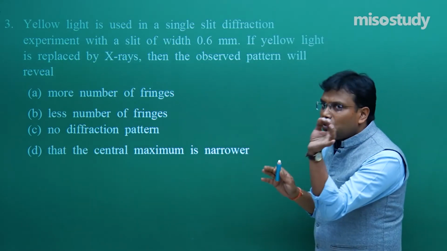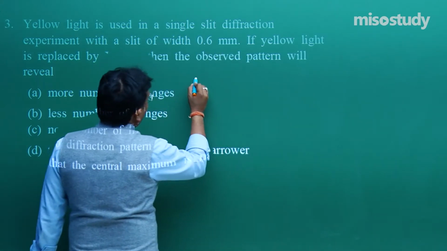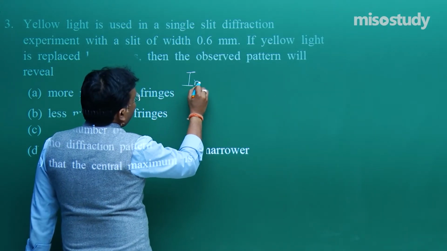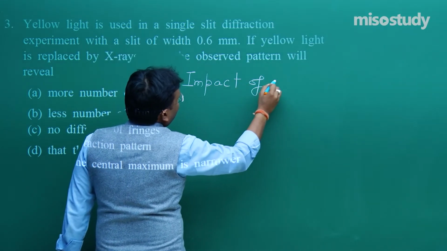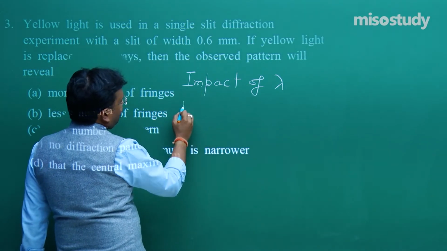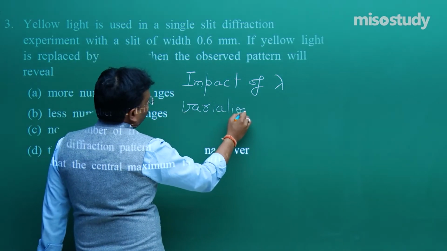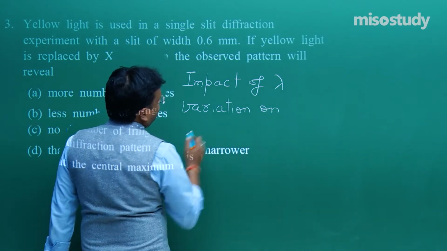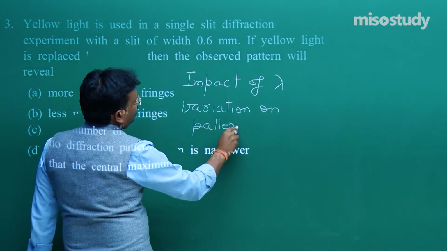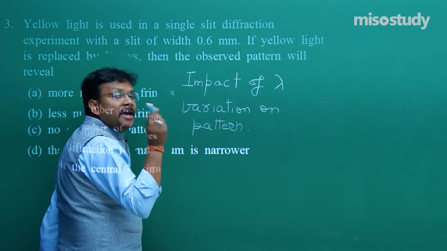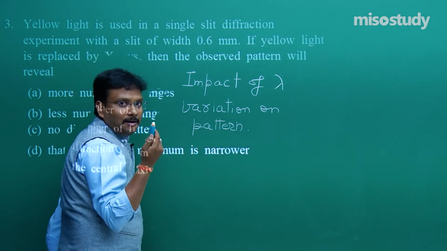So let me write down a single line over here: impact of lambda variation on pattern. Simple. This is the main idea of this question, impact of lambda variation on pattern.